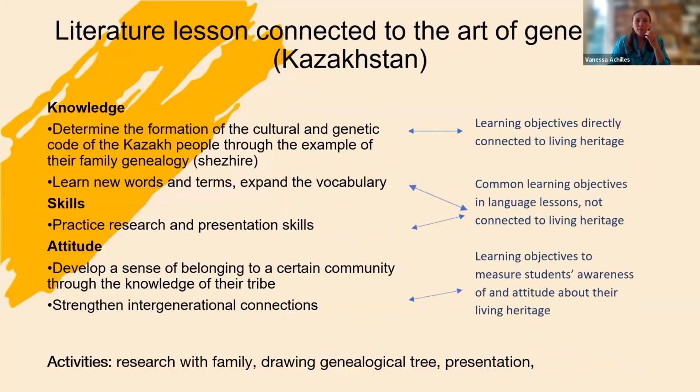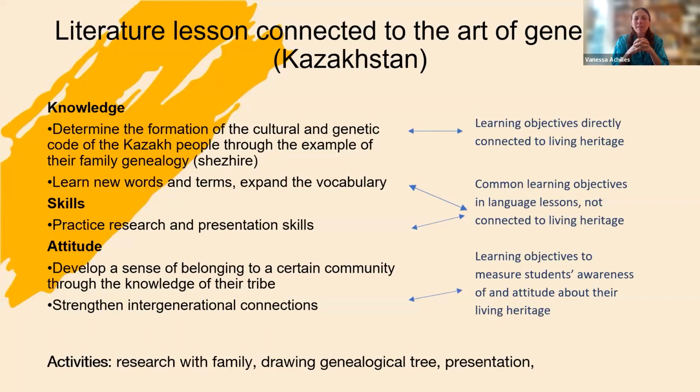So let's look at a specific lesson, which was done in Kazakhstan on the art of genealogy. In Kazakhstan, they have this oral tradition of being able to talk about the ancestors of their ancestors of their ancestors, like their forefathers, and they know the list over many, many generations. This is important for them because it allows them to trace their history and also to avoid intermarriage between generations that are too close to each other.